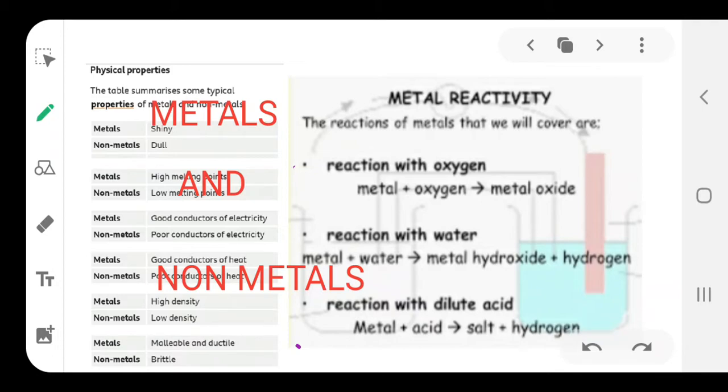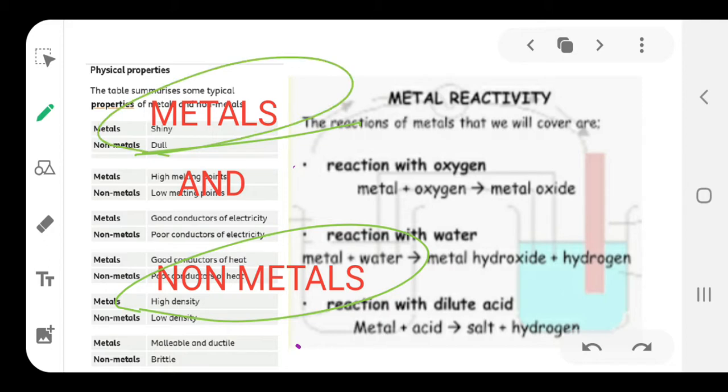So we are in continuation of the chapter metals and non-metals. In the first tutorial, we told you regarding the definitions of metals and non-metals. And in this tutorial, we will study in particular the chemical properties of metals and non-metals.